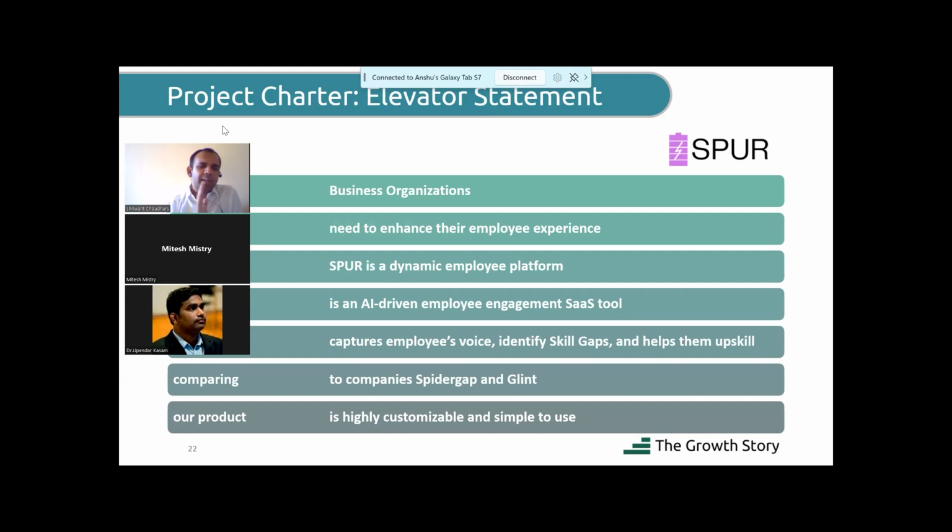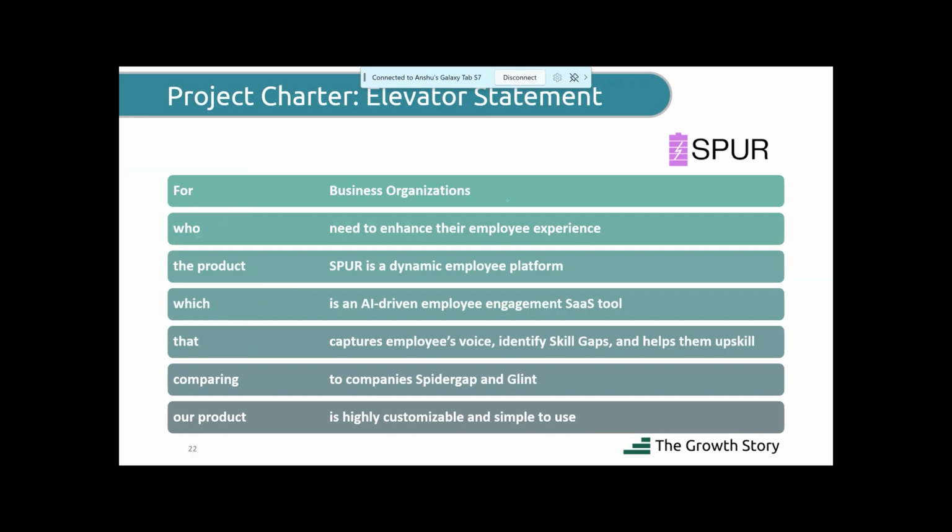Each participant will have this format, and they will write the answers like this. Yesterday we discussed a product called Spur. This is the elevator statement for Spur. Spur is for whom? Spur is for business organizations. It is not B2C, it is B2B. So the first question is answered. Within B2B, what kind of organization? Those organizations who are concerned about enhancing their employee experience. Only for those, not for any B2B.